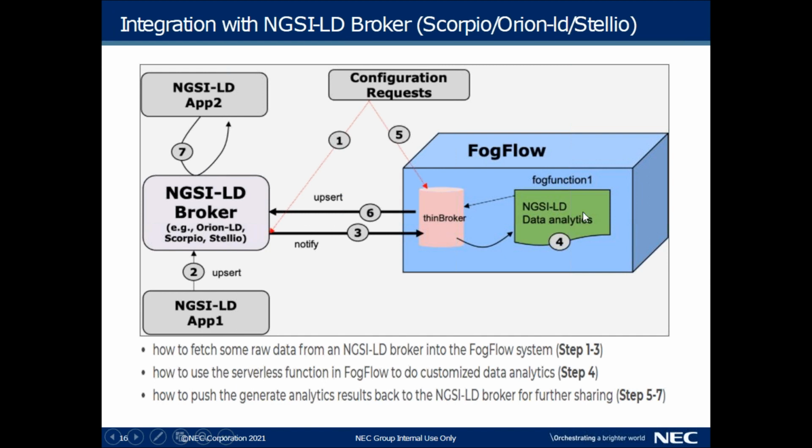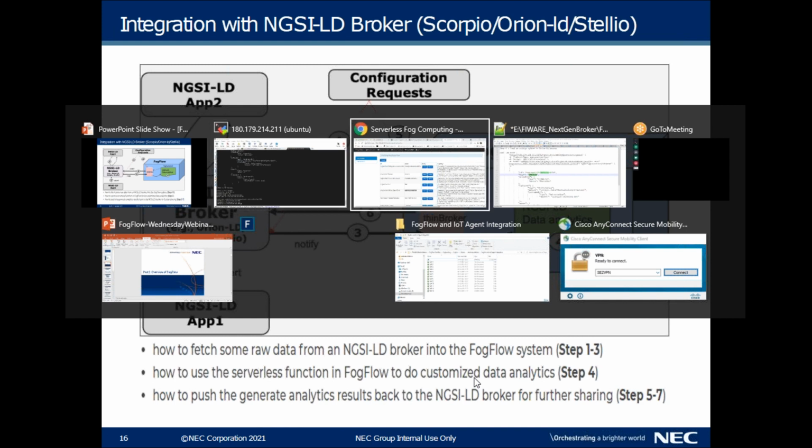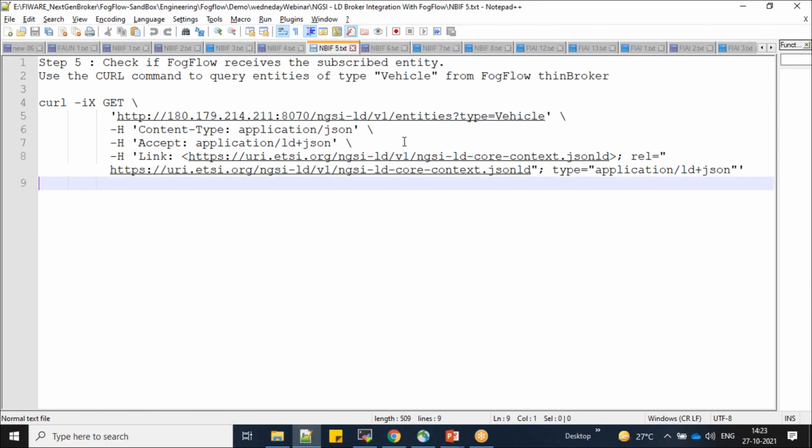So this fog function is created. The fog function speed check is created. Okay. Now, if that is created, we will go to the page. Okay. This fog function is created. Step 4 is done. The fog function is created.